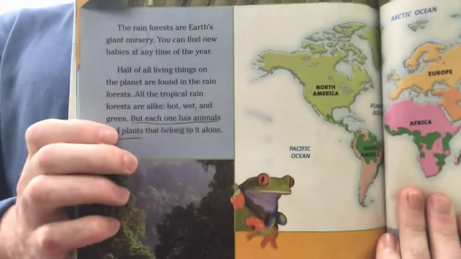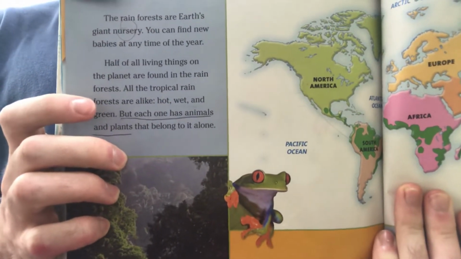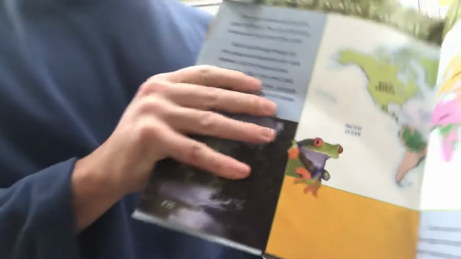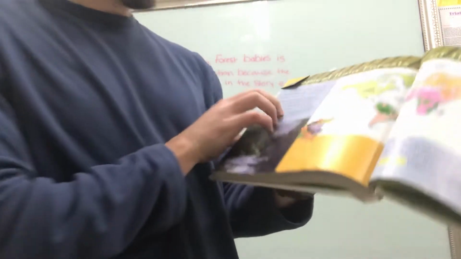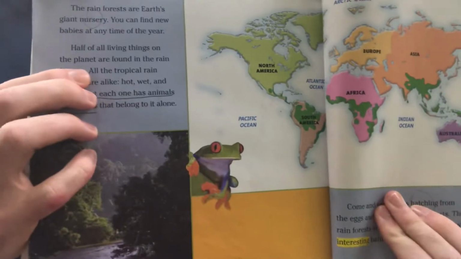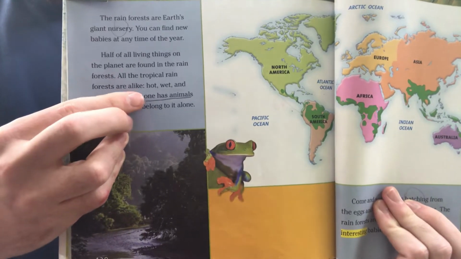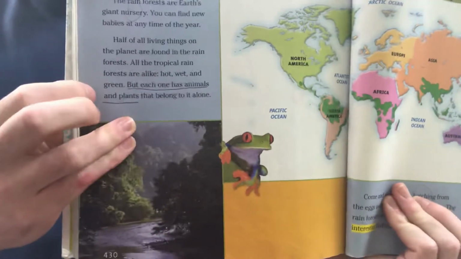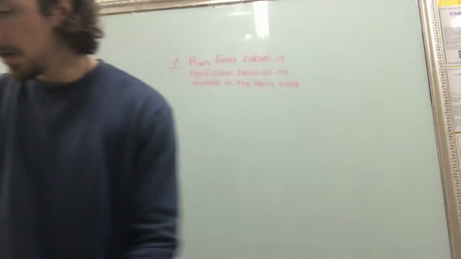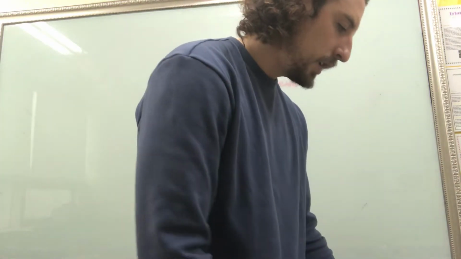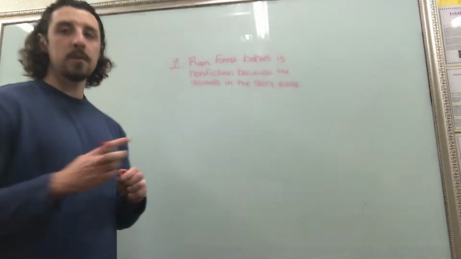If we go to the beginning of the story, okay, it actually says it right here. I have to read it backwards. All the tropical rainforests are alike, hot, wet, and green. Okay? So the question was, in which ways? Let's go see, back to the beginning. What are some ways in which all tropical rainforests are alike?